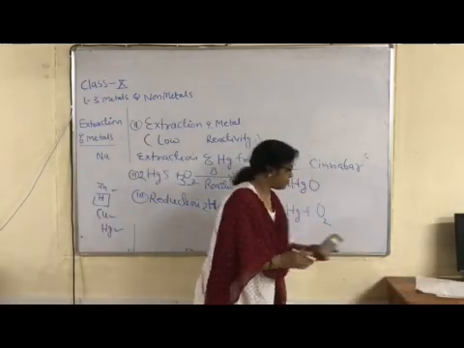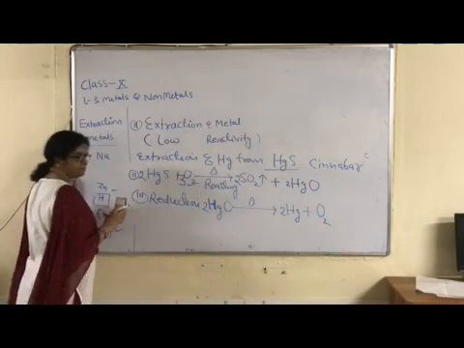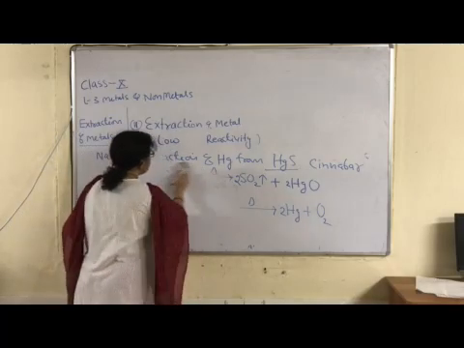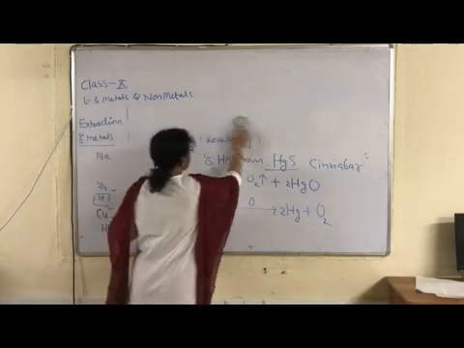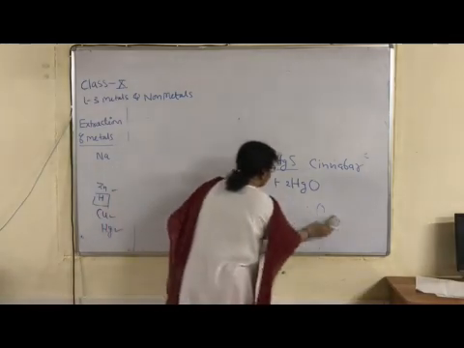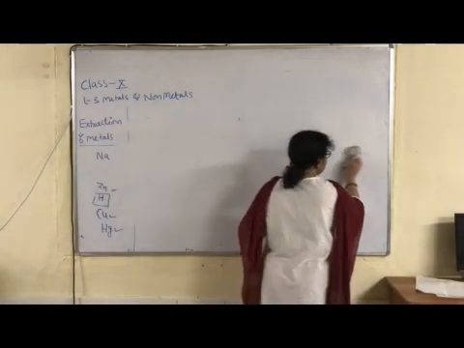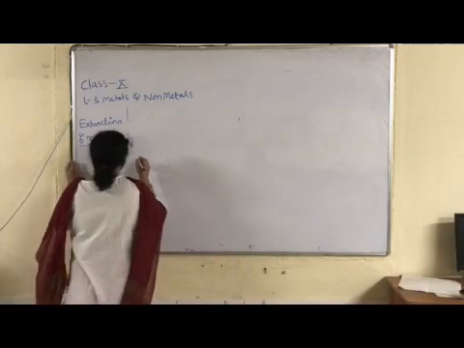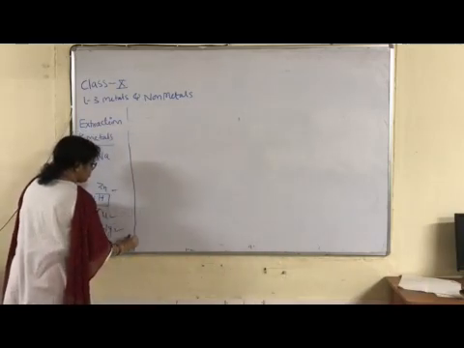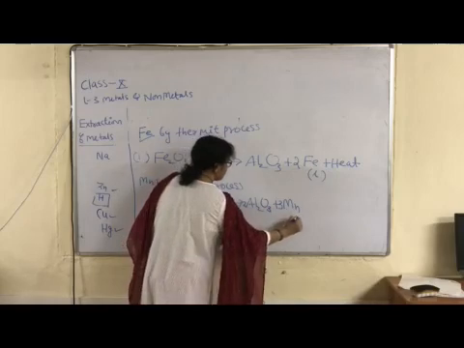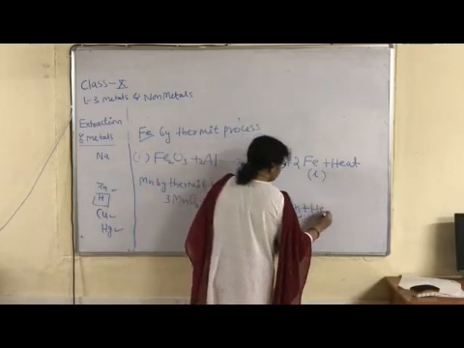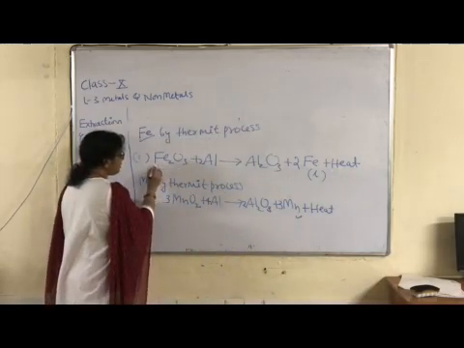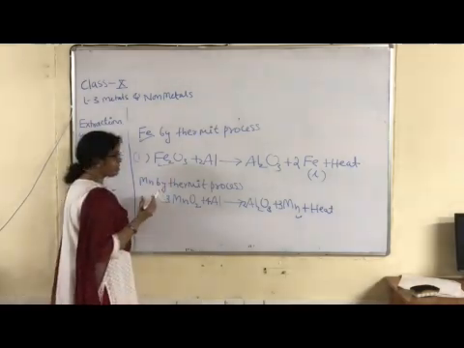Now next is extraction of aluminium, which is related with Thermit process. Thermit means which is highly exothermic reaction. What is Thermit process? Right? This is highly exothermic reaction. Extraction of iron from hematite ore. This iron oxide, common name is hematite.